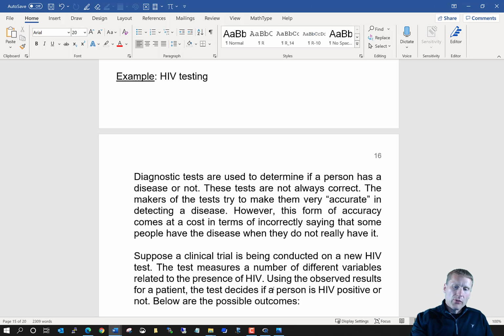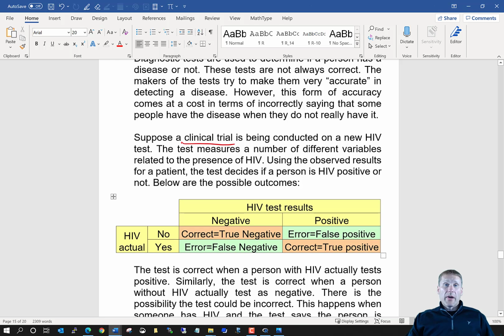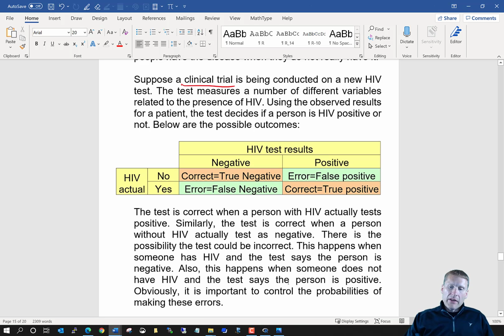So let's talk about this with respect to HIV testing. Suppose a clinical trial is being conducted on a new HIV test, and what we want to do with this new test is hopefully minimize the probabilities of having these false positives and false negatives. Let's say we have a table like what we've seen previously, where we have the HIV test results as either negative or positive on the columns, and on the rows, we have a way, let's say, to actually determine whether someone truly has HIV.